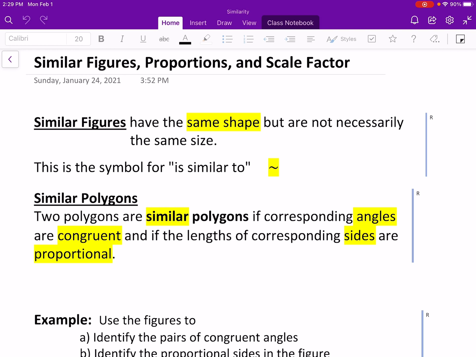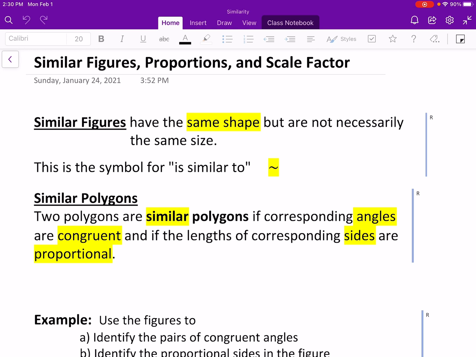Similar figures are figures that have the same shape, but they're not necessarily the same size. Might be, might not be. The symbol for similar is a squiggle line. It's that symbol that is highlighted right there. Not equal to, but similar to. What we mean by similar is that they look the same, but one is small, one is large, possibly.